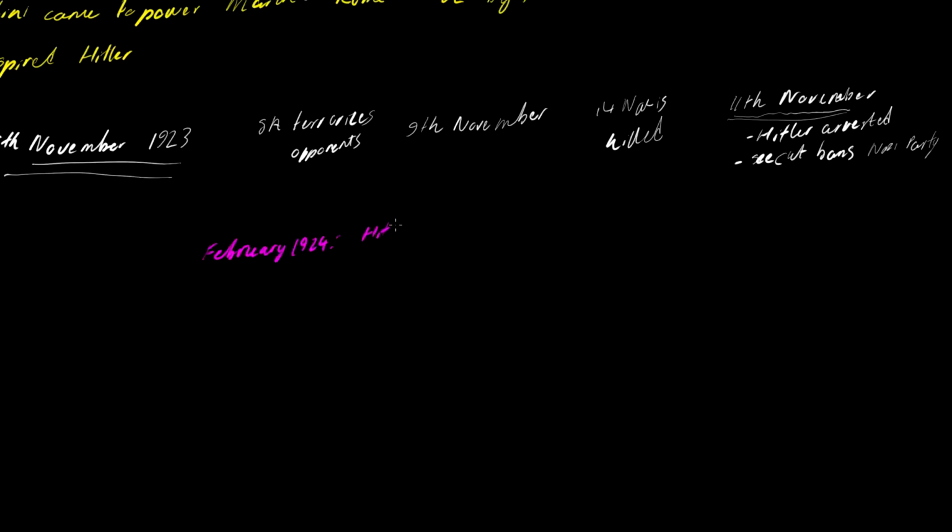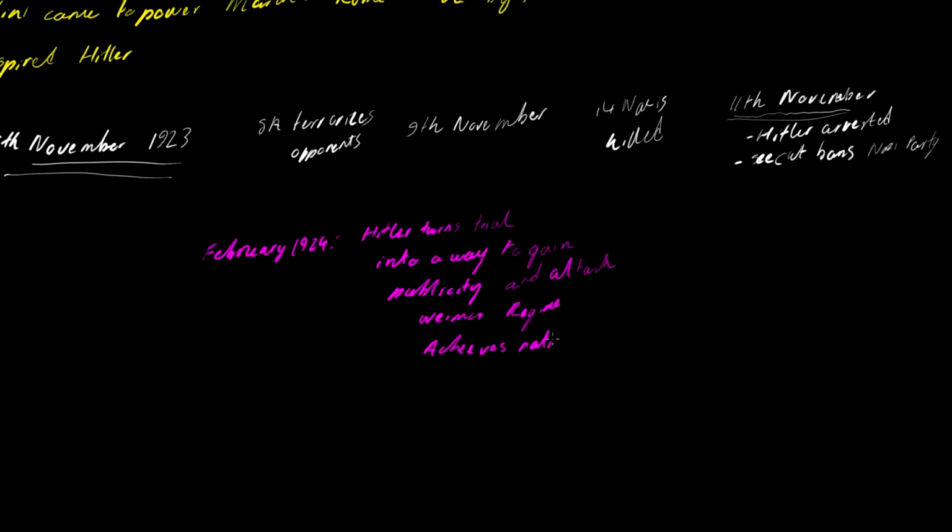So Hitler turns the trial into a way to gain publicity, and attacks and denounces the Weimar regime and expounds his views. Hitler actually achieves national fame as a result of this trial. And the trial, just before the elections, helps the Nazi vote. The February 1924 trial actually helps the Nazi vote.